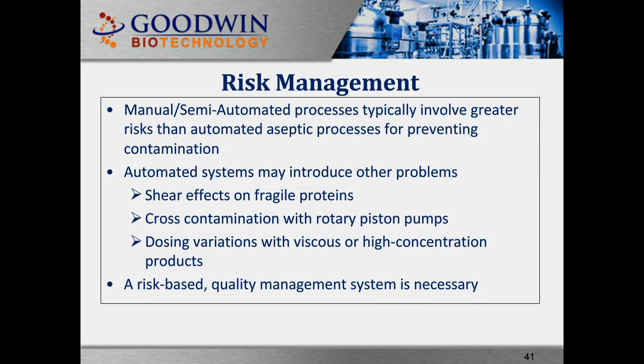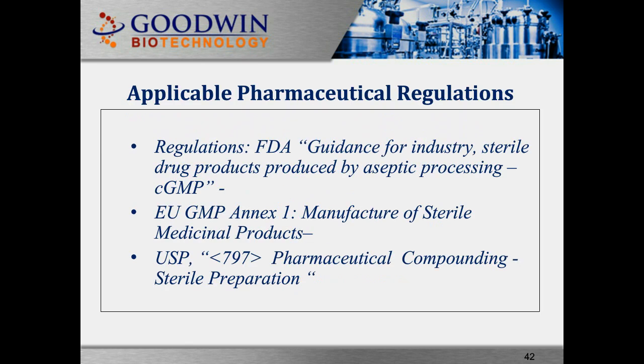Risk management. What are the risks? Manual and semi-automated processes typically involve greater risk of contamination than automated aseptic processes. Automated systems may introduce other problems, like shear effects on fragile proteins due to the pump speed, cross-contamination with rotary piston pumps, and dosing variations with viscous or high concentration product. A risk-based quality management system is necessary for both the manual and semi-automated processes as well as the automated process. These are the references for aseptic fill processing.